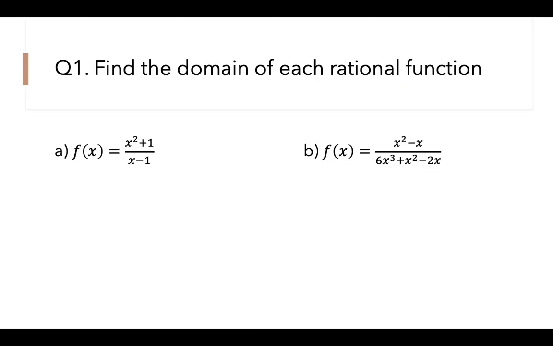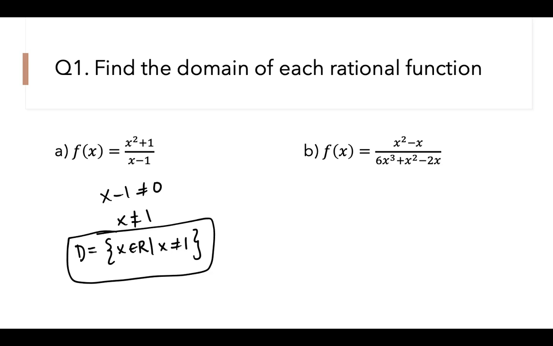So question number 1. Find the domain of each rational function. For the first one, you always want to double check, before you let the denominator equal 0, to see if you can factor the numerator and denominator and cancel out. But unfortunately for letter A, you can't factor. So we say x minus 1 cannot be 0. x cannot be equal to 1. So for the domain, you could put it this way: x can be any real number such that x cannot be equal to 1. Okay, that will be your domain.